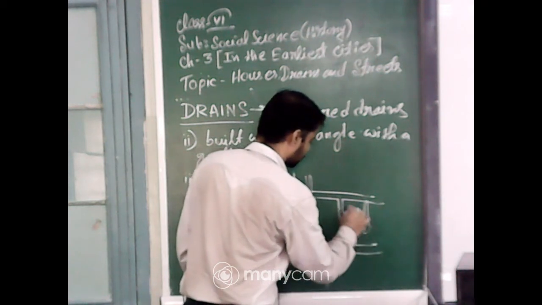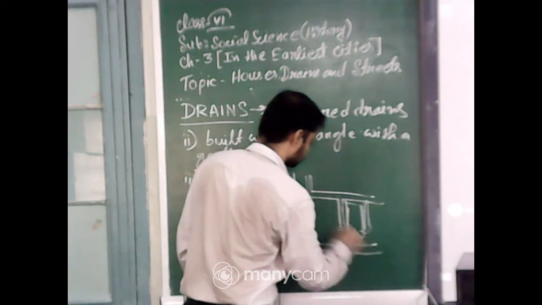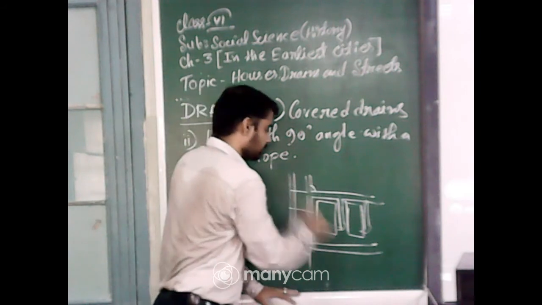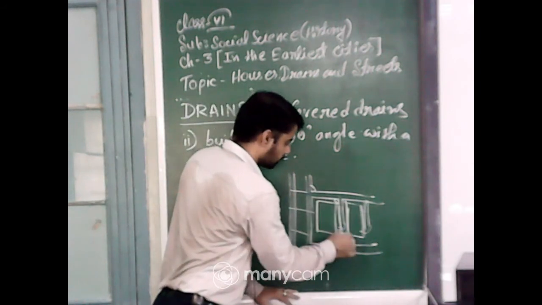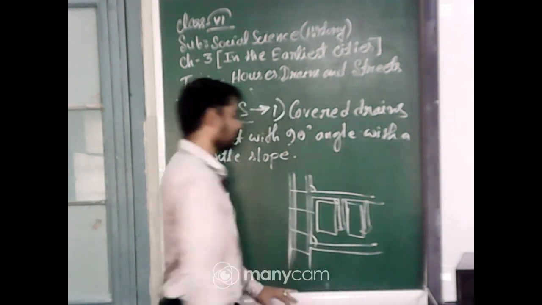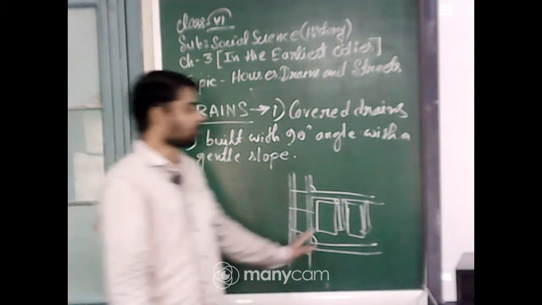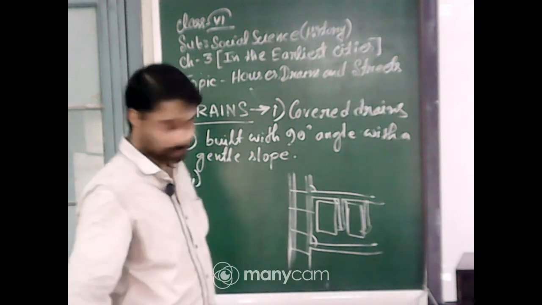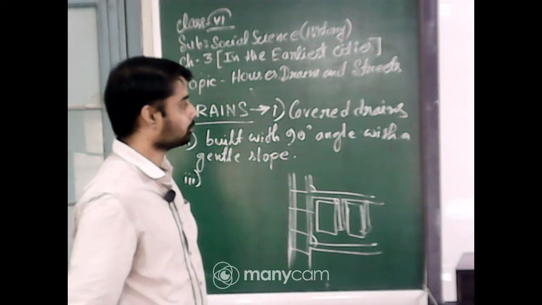So these are the houses. Each of these is at a 90-degree angle. If you look carefully, everything is created at a 90-degree angle. So they constructed it in a very well planned manner.